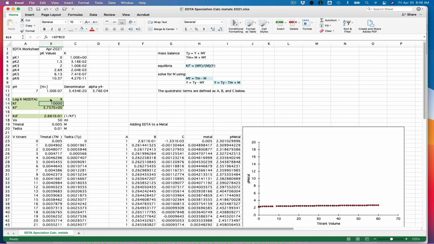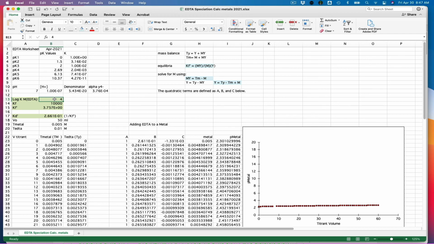So group 1 metals are seldom complexed by EDTA, and in fact, we often make up our solutions of EDTA as the sodium salt, and that's because the sodium doesn't play a significant role in EDTA binding. So we get tetrasodium EDTA as our analytical reagent, and we dissolve that up to make our EDTA solutions. Again, we can play with these Ks.